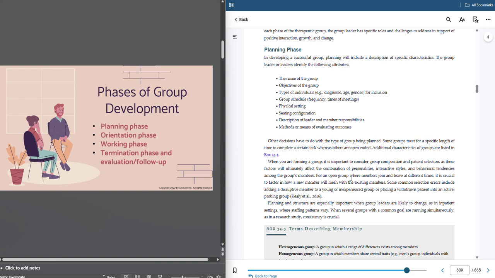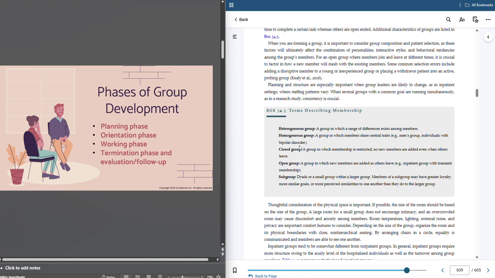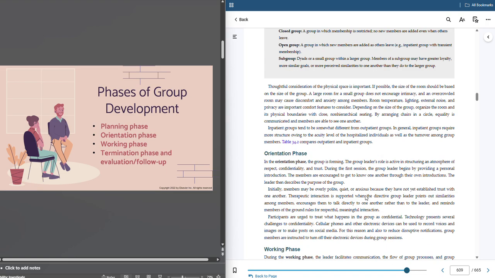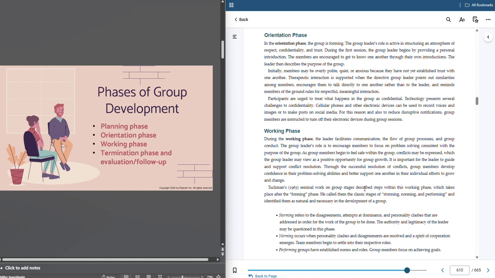You can see box 34.3 on page 609 for terms describing membership, such as your heterogeneous groups, your homogeneous group, closed group, open group, and your subgroups. Now, during the orientation phase, this is forming the group with the leader establishing the purpose and promoting respectful, meaningful interaction between the members. The working phase, this is where the leader facilitates communication and conduct among members while resolving conflicts that may arise.